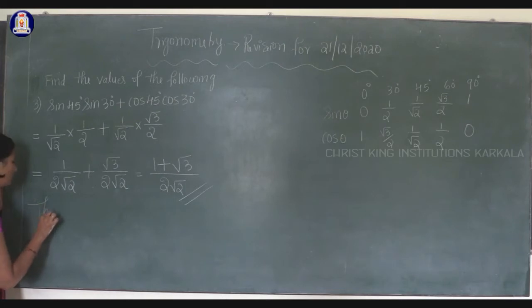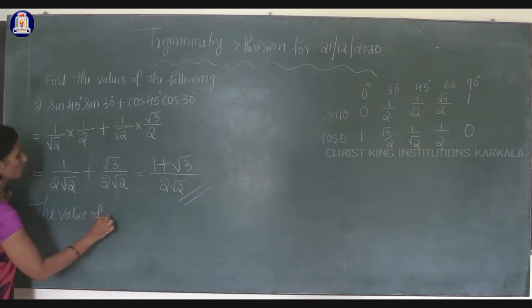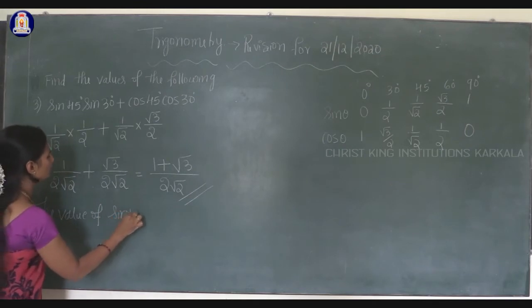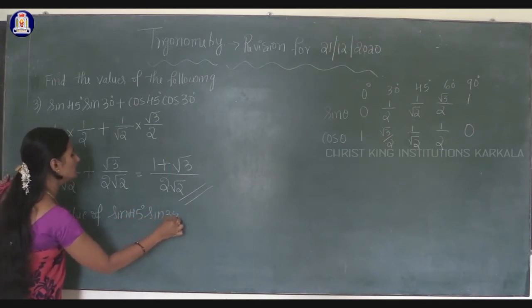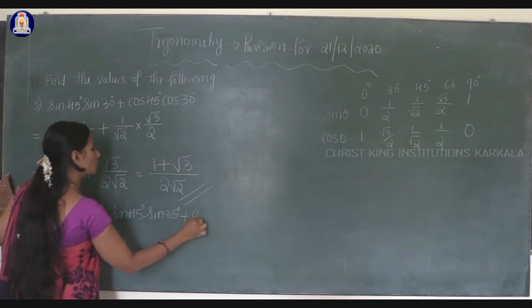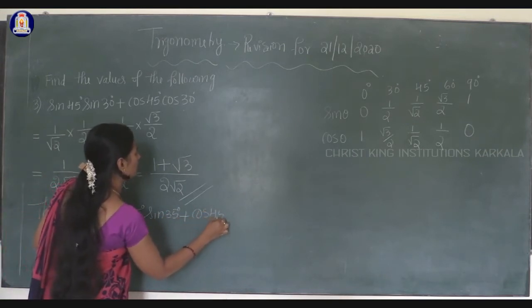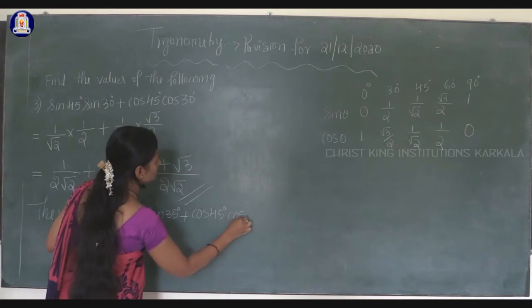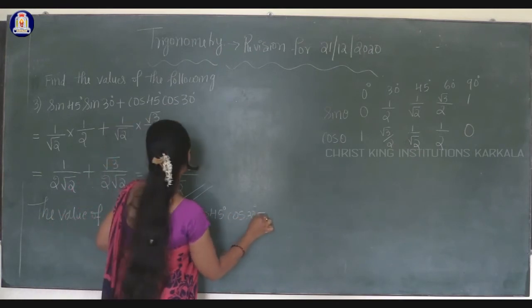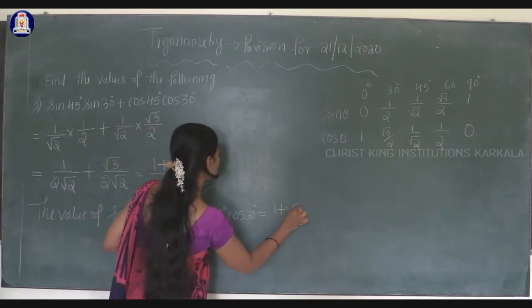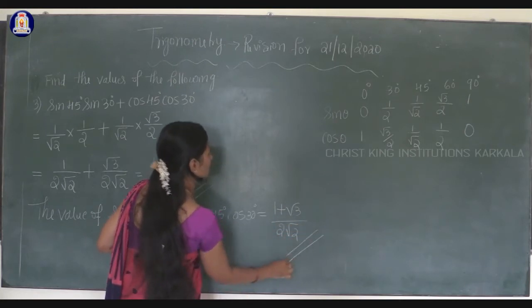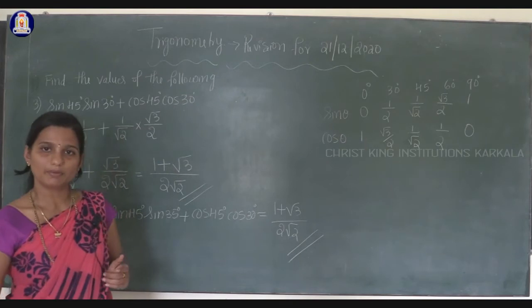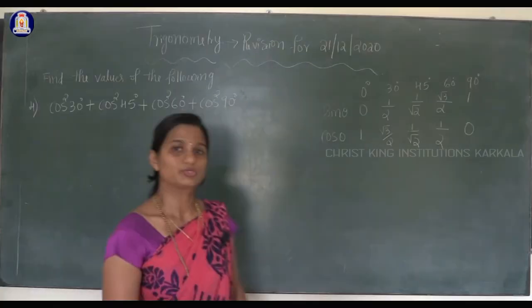Therefore, the value of sin 45 degree sin 30 degree plus cos 45 degree and cos 30 degree is equal to 1 plus root 3 divided by 2 root 2. Next question.